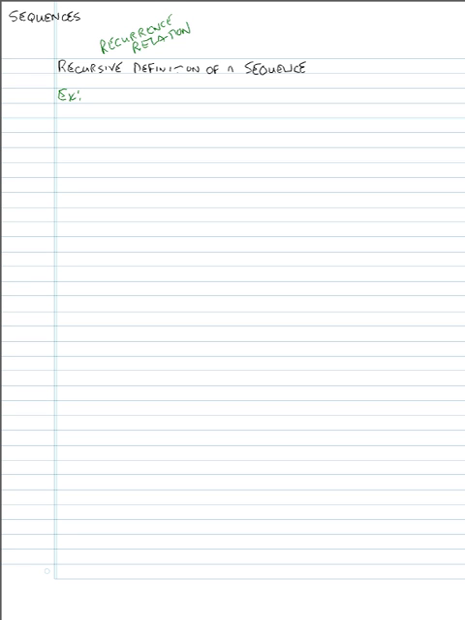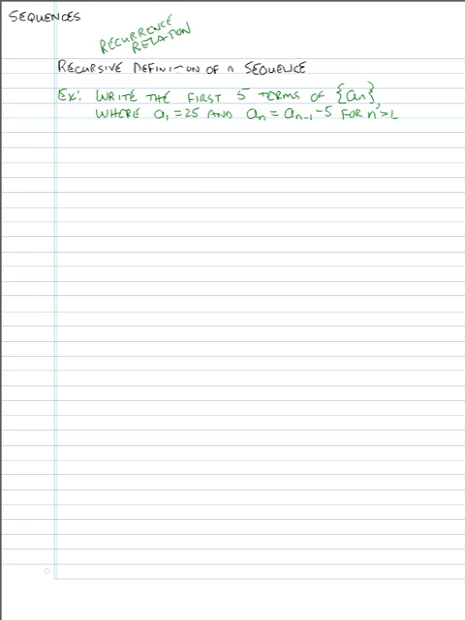Okay, the sequence, let's say this. Let's write the first 5 terms of the sequence of a sub n's where a sub 1 is equal to 25 and a sub n is equal to a sub n minus 1 minus 5 for n values that are greater than 1.